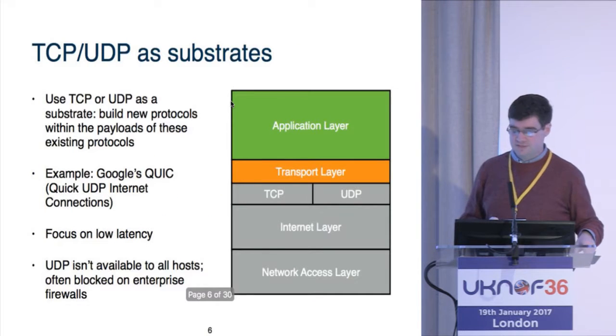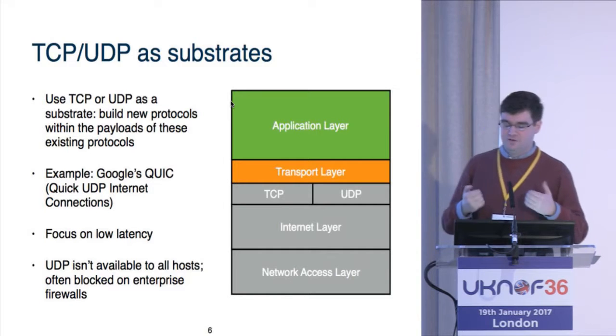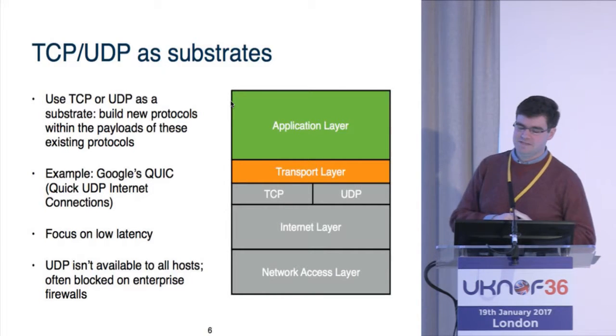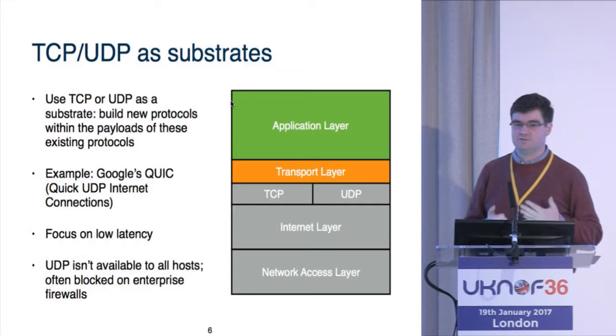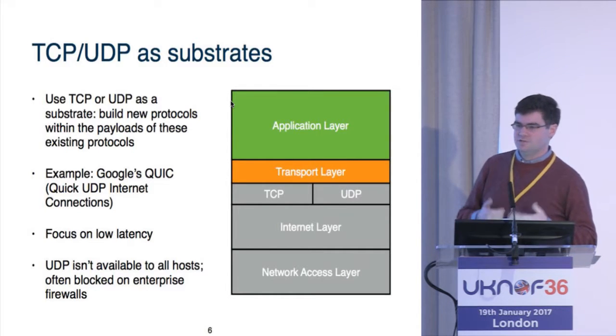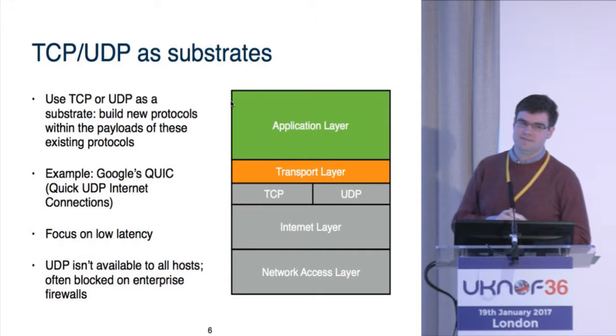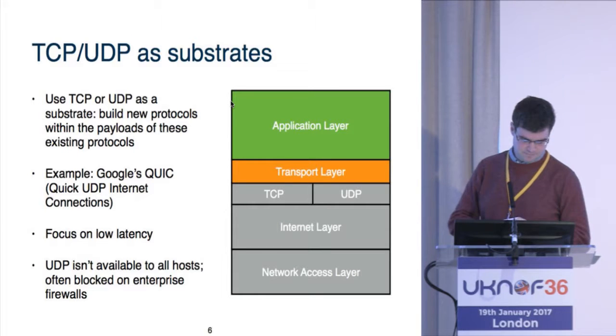So what we propose to do is to use TCP and UDP as substrates, to essentially bring in a new transport layer above TCP and UDP and implement new transport layer protocols inside the payloads of these existing protocols. Now, a good example of this is Google's QUIC, so QUIC UDP internet connections, which gives some of the features of TCP, so it's connection-orientated, for example, but with a focus on removing some of the latency that TCP adds. So it has things like zero RTT connections, so it removes some of that latency.